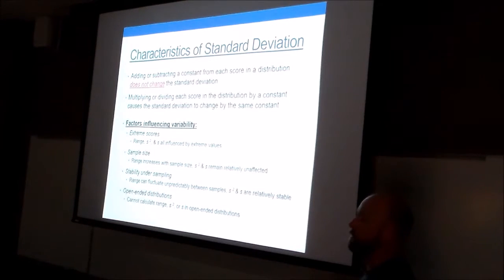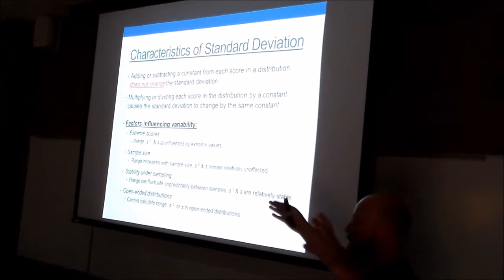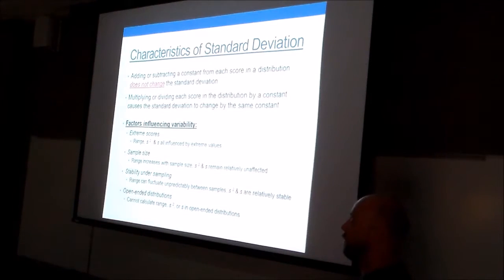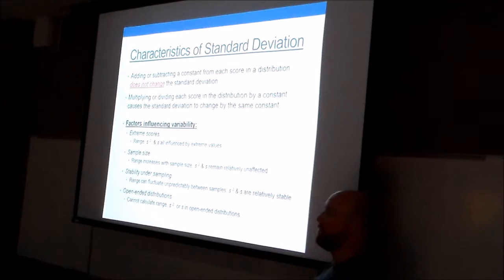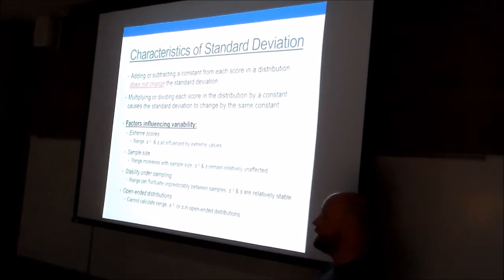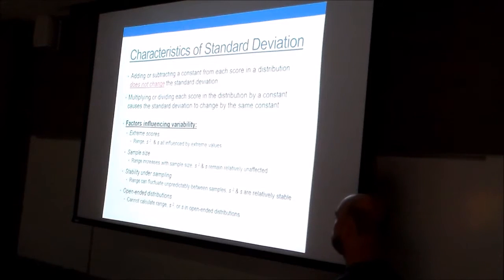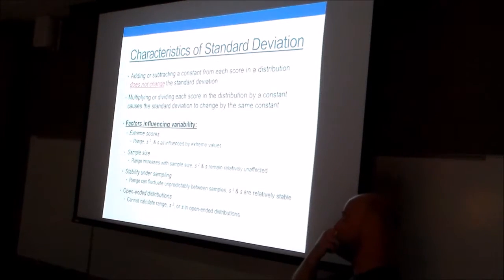Extreme values, if I start throwing extreme values way out on the edges, it's going to start changing things, right? It's going to impact the range more, on average, than the standard deviation and the variance, but extreme values are going to start to change those. Sample size, okay? Range increases with sample size. Variance and standard deviation are going to remain relatively unaffected.